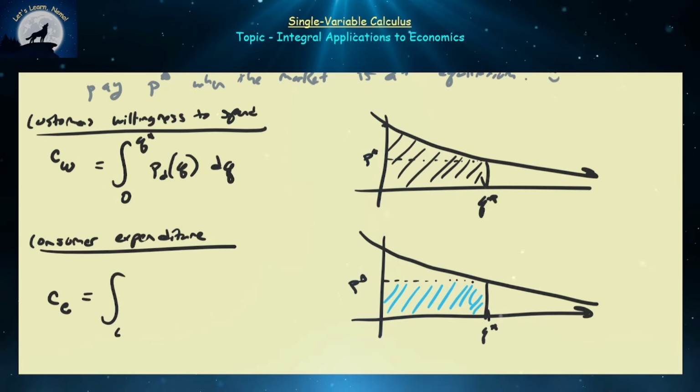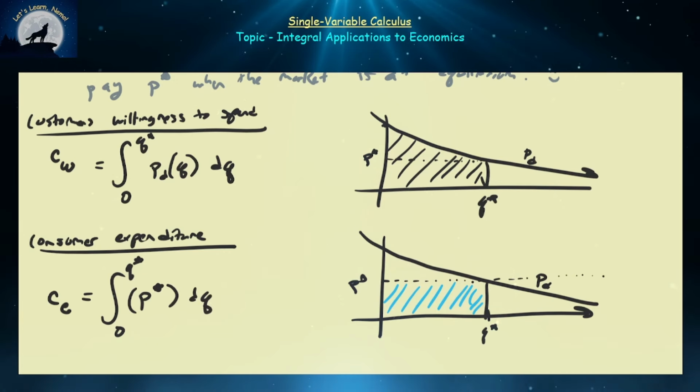And that's going to be equal to the integral from 0 to Q star of which curve? Is it going to be our demand curve, which is going to be this decreasing curve, or is it going to be a flat curve, in particular the P star constant? And indeed, it's going to be the P star constant, again, with respect to Q. And keep in mind, if P star is relatively constant, then that's just the area of a rectangle.